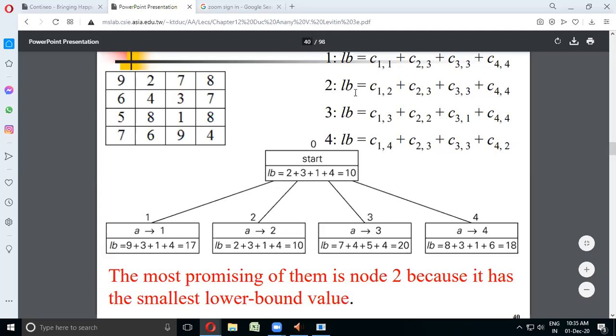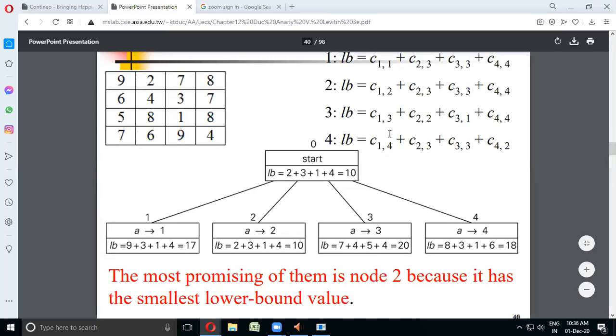So if I'm going to lower bound, the other value could be, if I'm going to assign the first person the second job. If I'm going to assign the first person with the second job, what would be the value? 2. Right. So it will be 2 plus 3 plus 1 plus 4. It is 10. Now, if I'm going to assign the first person with the third job, what is the value? So it is 7 plus 4 plus, so this could be the other possibility, no? So we have to look for now 7 plus 4 plus 5 plus 4. So that could be the possibility.